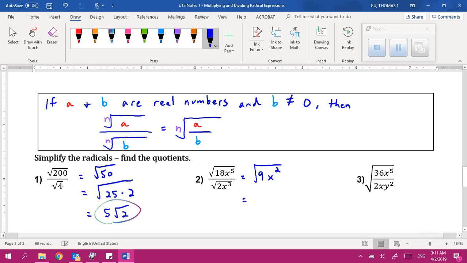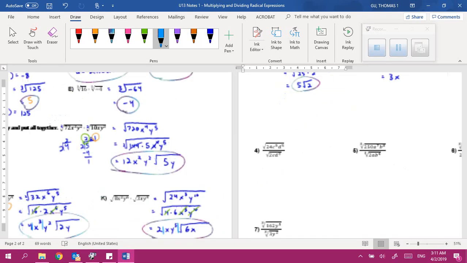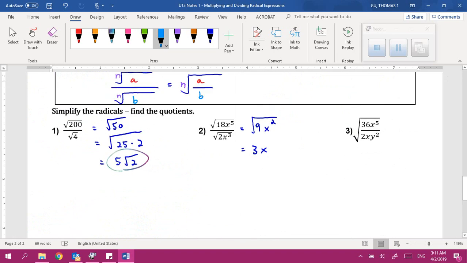So now, what is the square root of 9x squared? So square root of 9 is 3. And then with the x squared, all I have to do is take 2 divided by the index of 2. That leaves me with just x. 3x. However, remember, this was an even index, and I have an odd exponent, which means I need absolute value bars around my x. There's my answer.